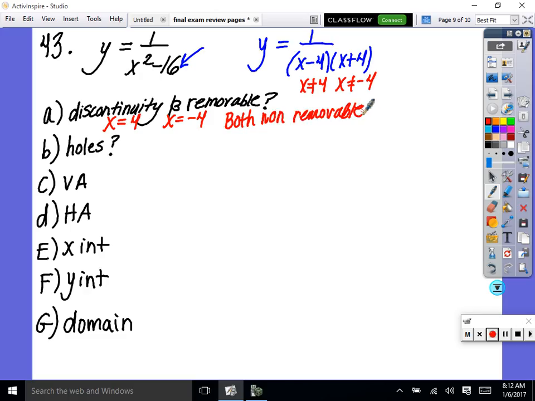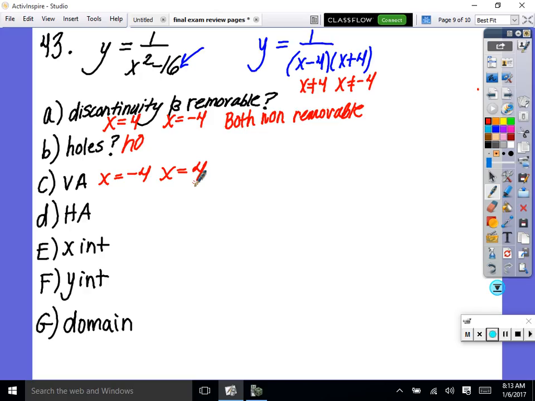Then from there, holes. Remember, holes come if you have something like x plus 2 over x plus 2 and x minus 1. See how those remove? So that would be a hole at x equals -2. Notice neither of these divide out with anything on top. That's where holes come from if they're removable. So there are no holes for this one. Our vertical asymptotes are what's left, the discontinuities that didn't divide out. Neither of those divided out, so we have vertical asymptotes at x equals -4 and x equals 4.